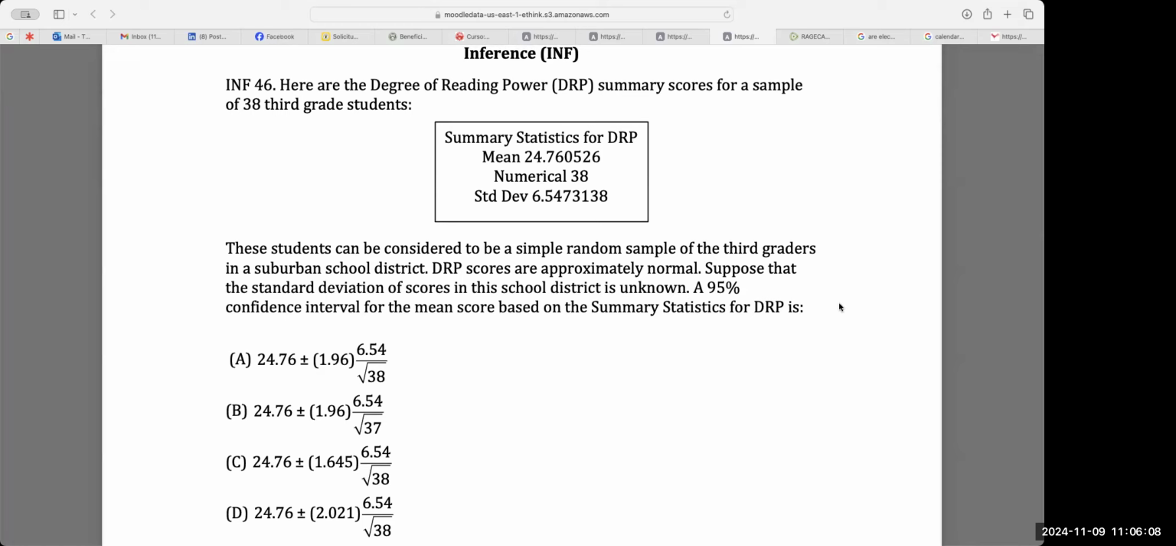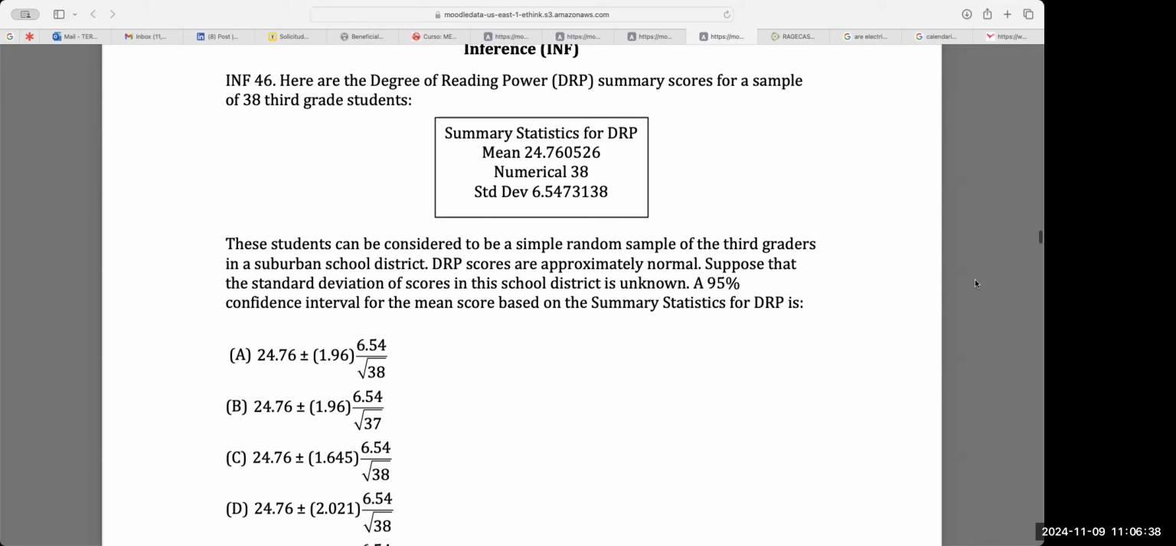Here are the degree of reading power summary scores for a sample of 38 third graders. These students can be considered a simple random sample of the third graders in a suburban school district. DRP scores are approximately normal. Suppose that the standard deviation of scores in this school district is unknown. A 95% confidence interval for mean score based on the summary statistics is what?